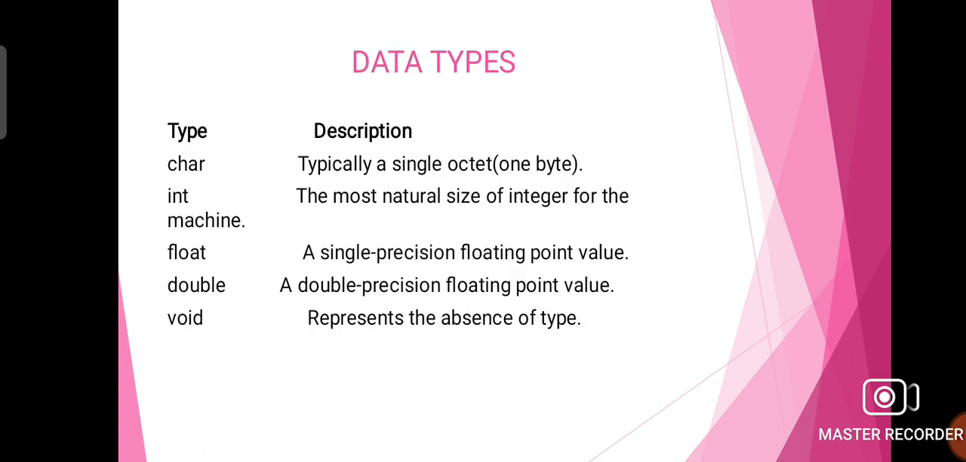Basically we have types like char. Char is to store character data. Then integer. We can have different types of numeric data items. Based upon the size, we can classify the numeric data types into int, float, double and void. Void means absence of type.